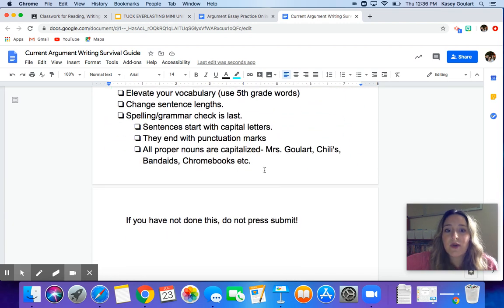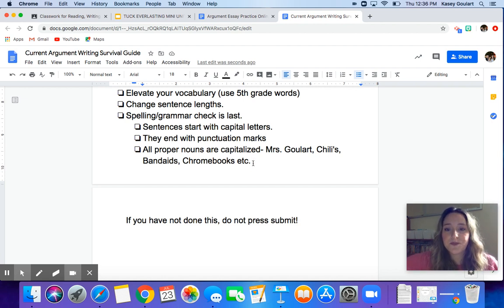All right, last part. Last, we do spelling and grammar check. First, sentences start with capital letters. Cool. I'm going to say we did it because I've already done that and checked it. Next, they end with punctuation marks. Awesome. All proper nouns are capitalized.